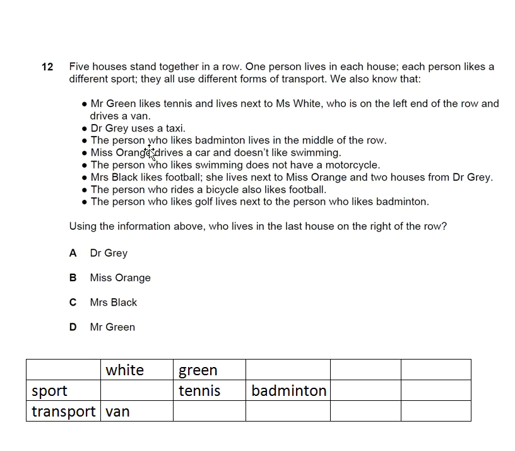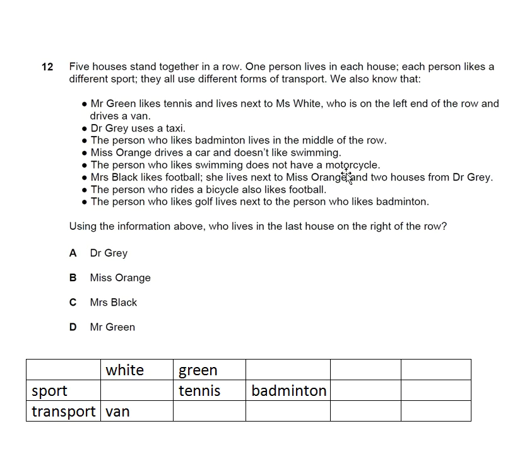Right. We move on. Miss Orange drives a car and doesn't like swimming. All right, we can't use that just yet. The person who likes swimming does not have a motorcycle. All right, again, and this is an important thing to note, a lot of this information has just been put in here to confuse students. You wouldn't want to waste too much time thinking about that information as it's not necessary yet. All right, Mrs. Black likes football. She lives next to Miss Orange and 2 houses from Dr. Gray. All right, so here's the part where the logic comes into play.